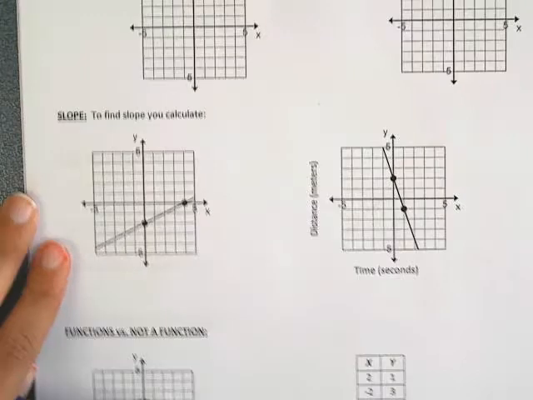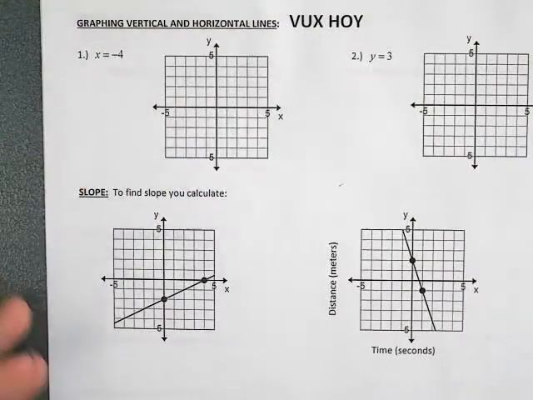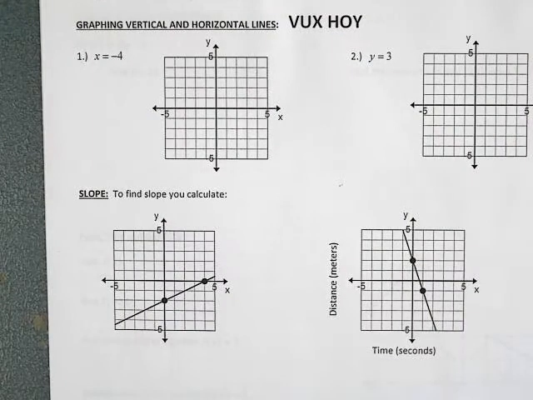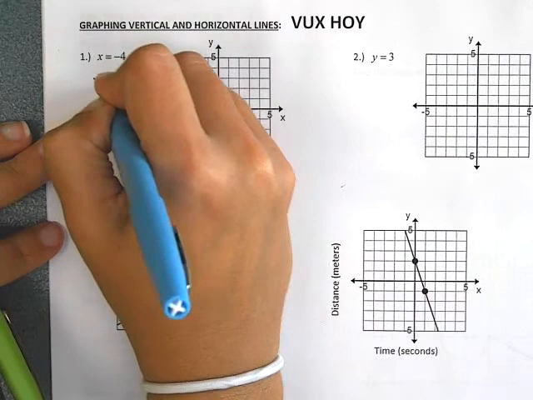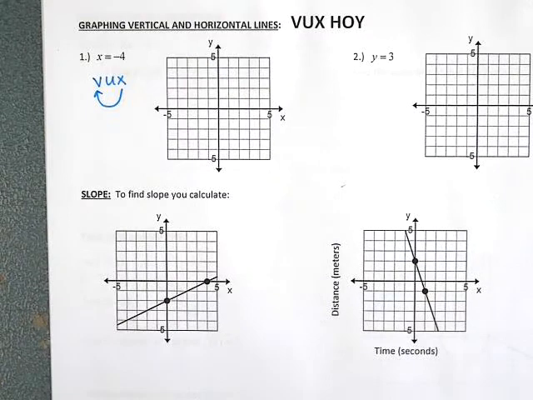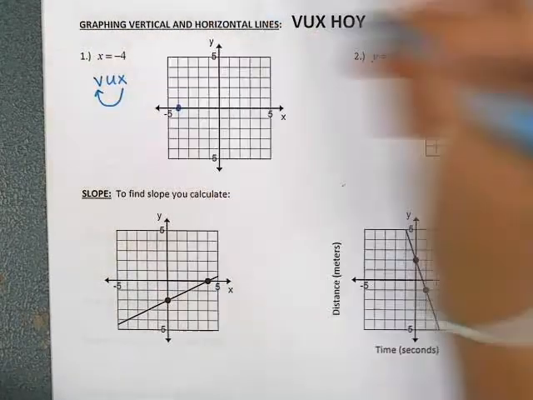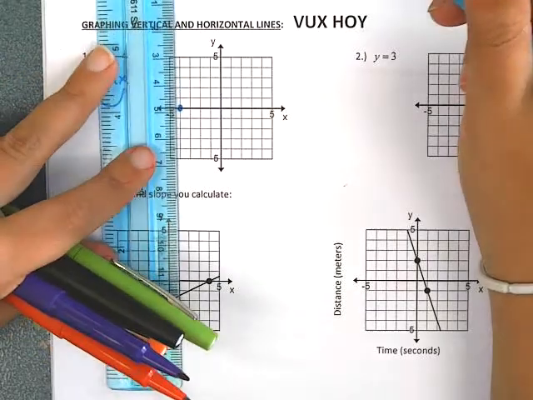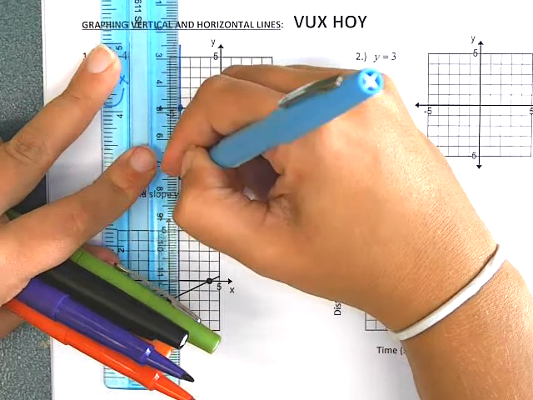Then we started learning about vertical and horizontal lines, and we said the magic word was vuxhoi. So in problem number 1, where we have x equals negative 4, I would think about vux, which means it's going to be a vertical line.